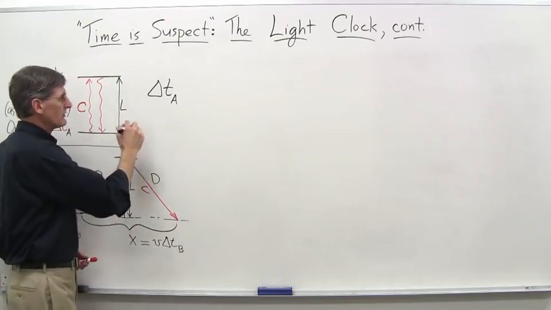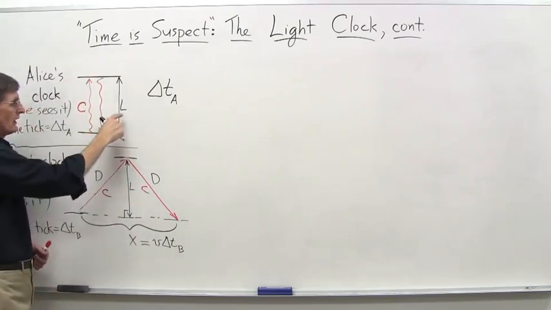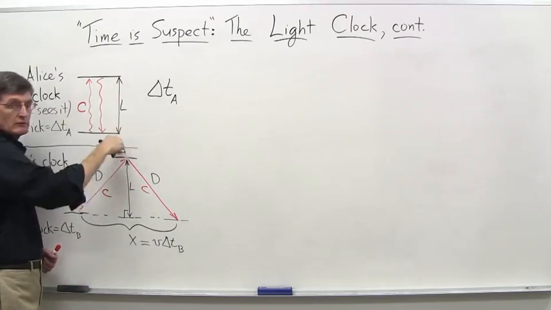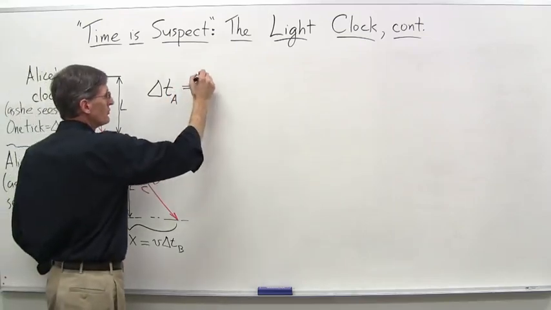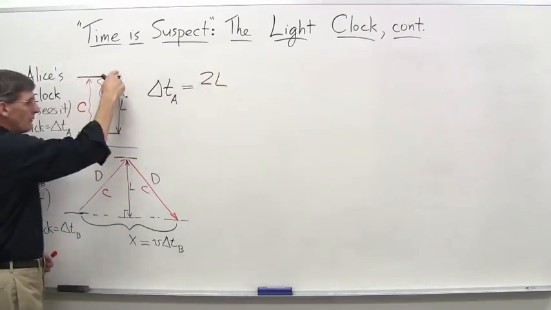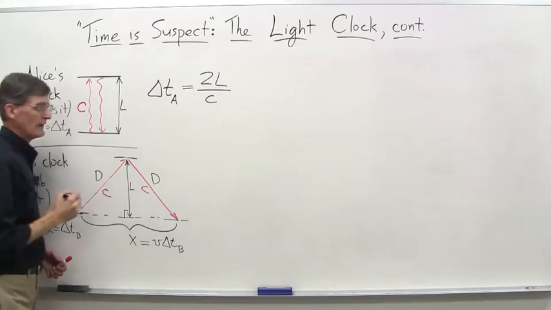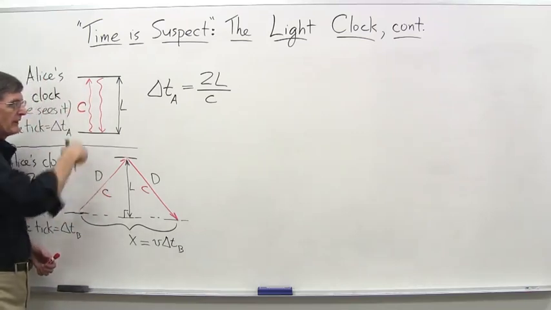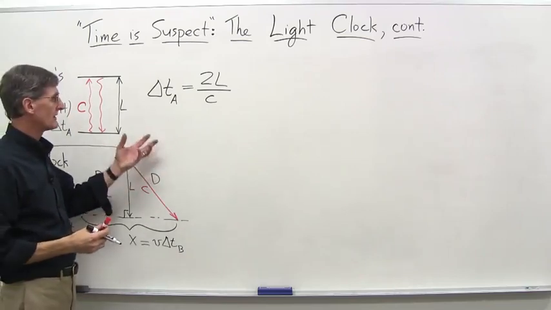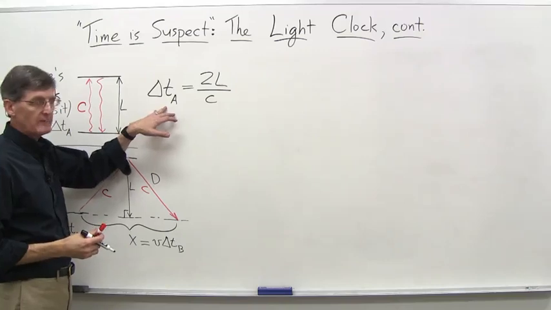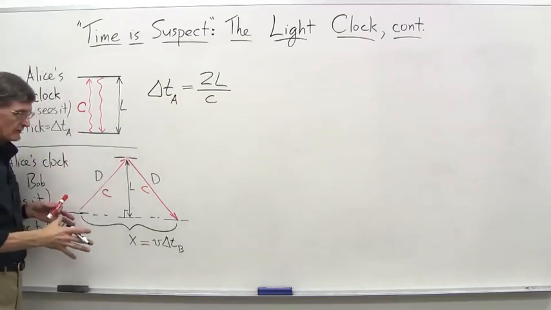So delta T sub A then is going to be the round-trip distance, and we're going to call the distance from the bottom mirror to the top mirror L. So it's just going to be 2 times L, L up and L back down again. L plus L is 2L, divided by the speed of light, c. That's how fast it's traveling up and then back down again. Okay, so that's an equation we're actually going to use a little later on here: delta T sub A is 2L over c. Now let's look at Bob's perspective again.